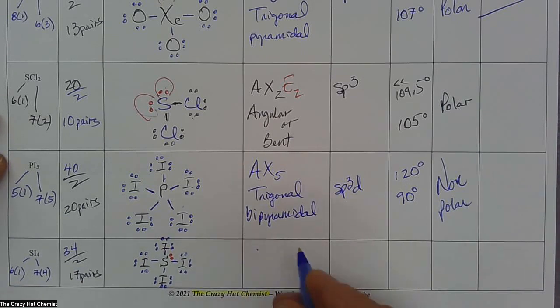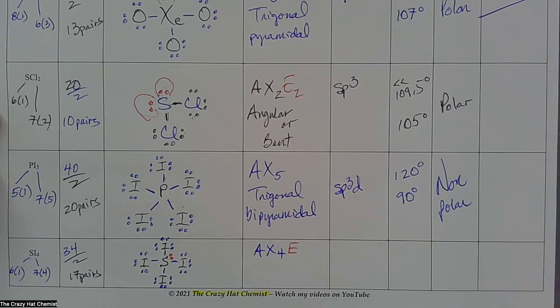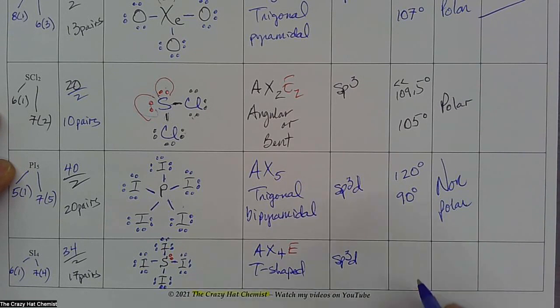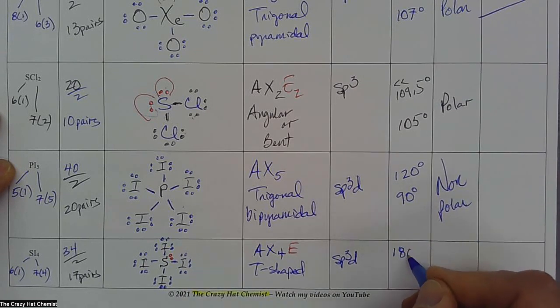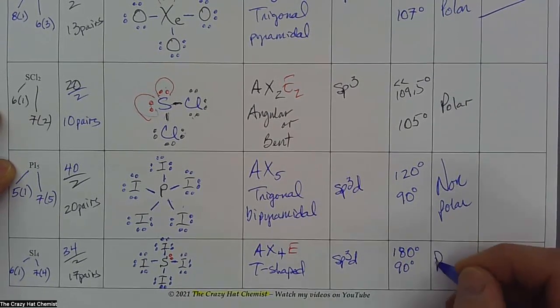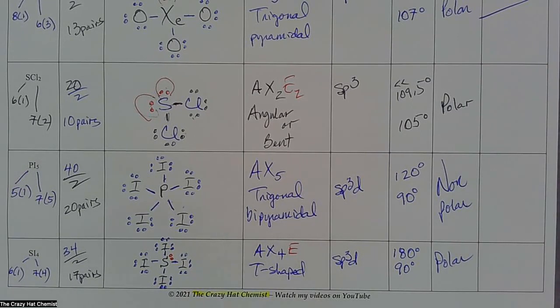That leads to AX4E. And what is that? That is T-shaped. That is sp3d hybridized. And so this has bond angles that are 180 and 90. And this is most certainly polar. Anything that is T-shaped is polar. Let me show you that right now.